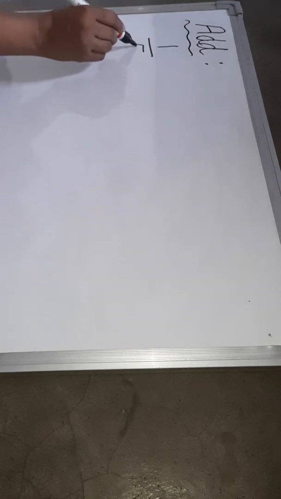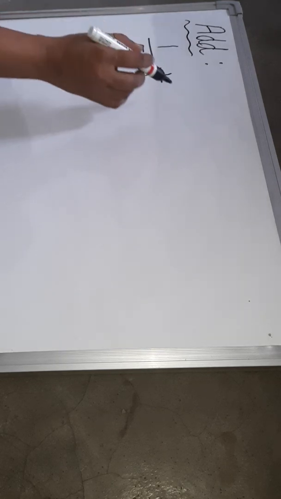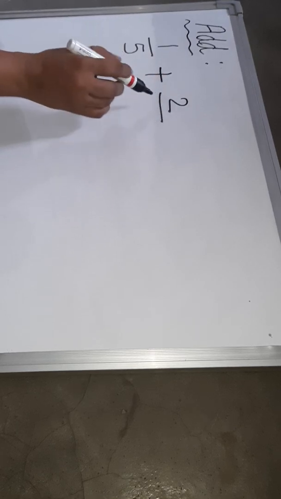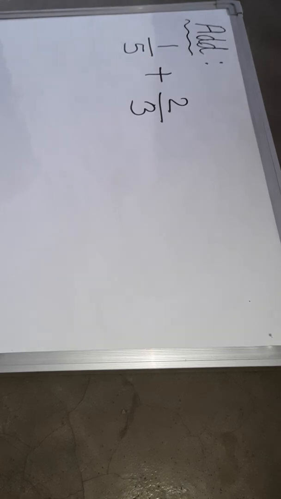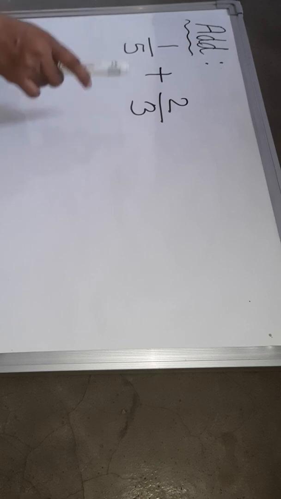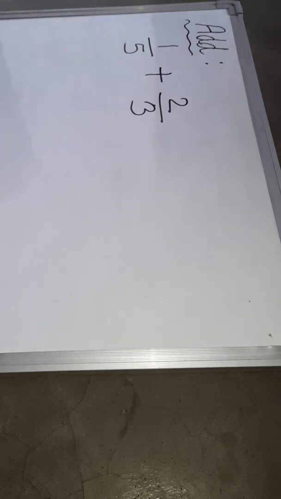Hello children. In this video, we are going to learn how to add unlike fractions. So, let us take one example. 1 by 5 we are going to add with 2 by 3. Because the denominators are not the same, these two fractions are unlike fractions. How to add the given unlike fractions?